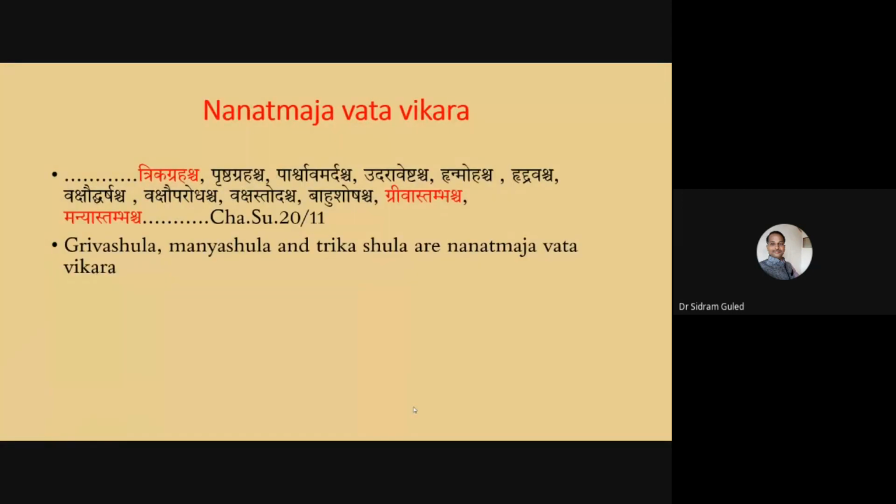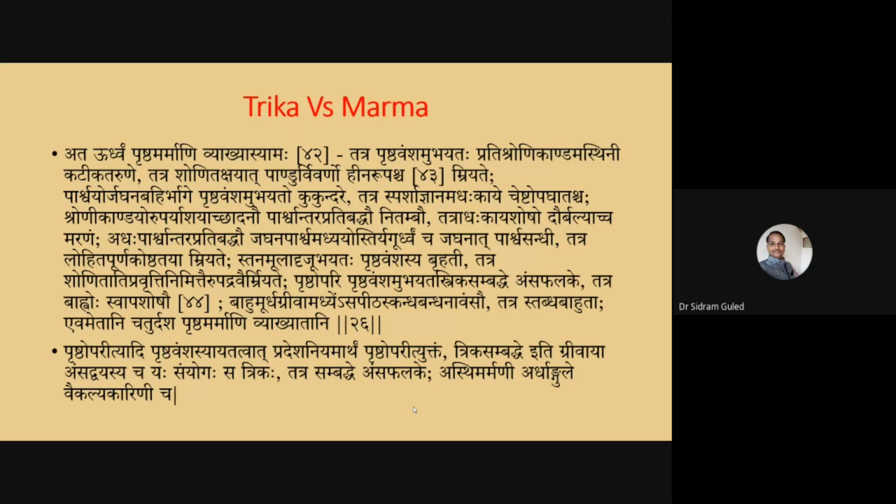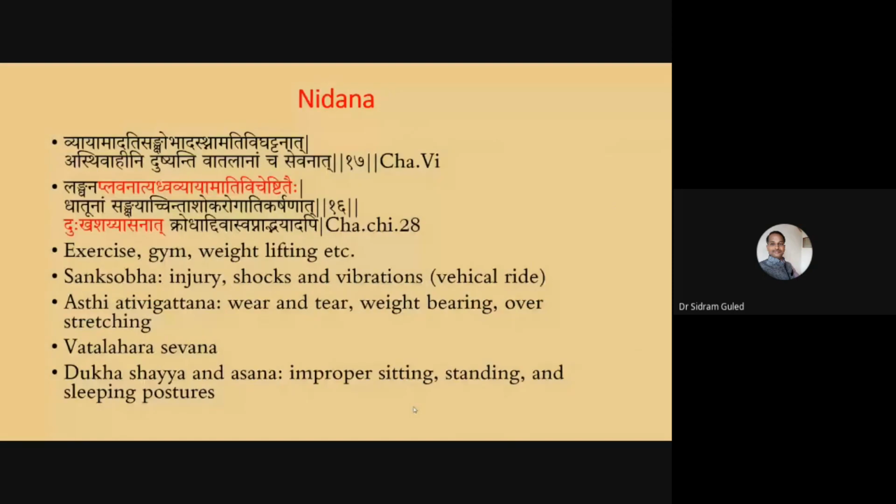And this Trika Shula or Kati Shula and even Griva Shula or Manya Shula are separate entities considered in Nanatmaja Vata Vikara. They independently have the ability to occur. They have been identified and researched, so the burden of those conditions is depicted here. And Trika is also considered a marma. Those are asti marmani ardhangle vaikalyakarini. So these are vaikalyakaraka as well as asti marmas, so we have to be careful in dealing with them.